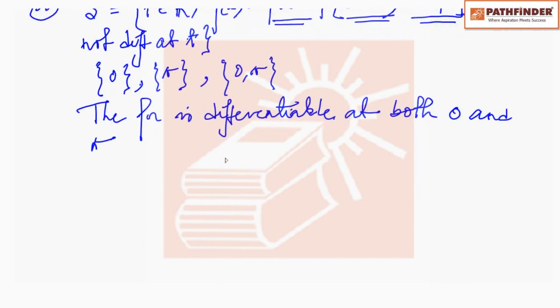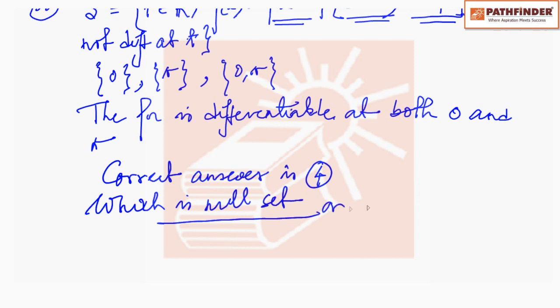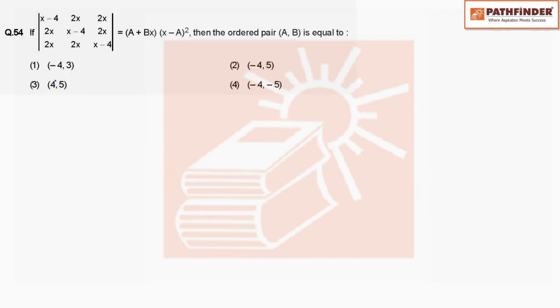So there is no set where the function is not differentiable. So the correct answer is 4, which is the null set or phi.